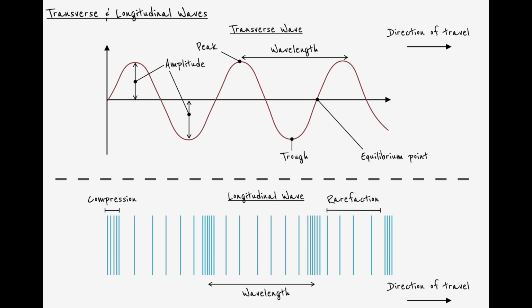If we look at these wave diagrams, you can see that the top wave represents a transverse wave, the bottom wave represents a longitudinal wave. So a transverse wave is your typical wave. The longitudinal wave you might have seen modelled as a slinky. You have areas of high pressure, which we call a compression, and areas of low pressure, which we call a rarefaction. The distance between two compressions is known as a wavelength.